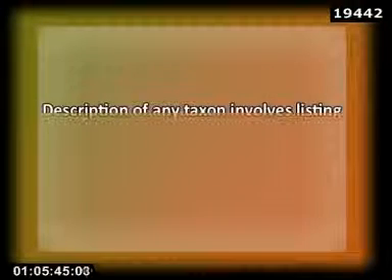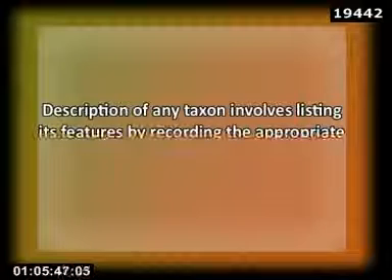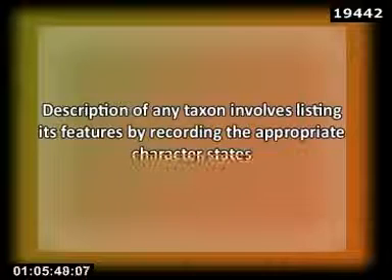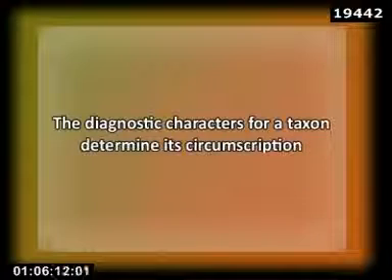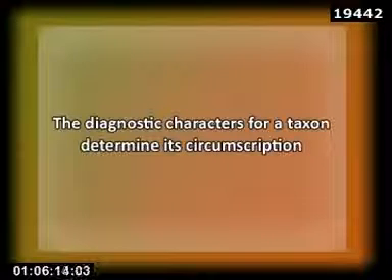The description of any taxon involves listing its features by recording the appropriate characteristics. A shortened description consisting of only those taxonomic characters which help in separating a taxon from other closely related taxa forms the diagnosis, and the characters are termed diagnostic characters. The diagnostic characters for a taxon determine its circumscription.